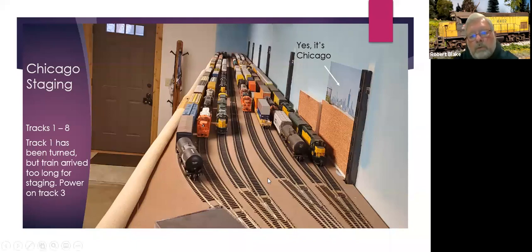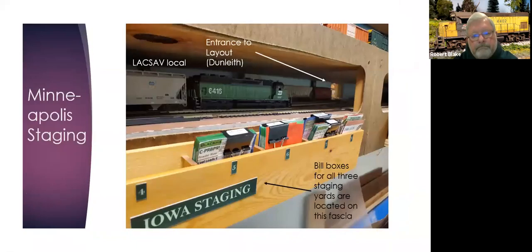So Chicago and Iowa staging are the primary staging yards. They're very similar. Both of them are 8 tracks and about 20 feet, as I explained earlier. Minneapolis is kind of interesting. It's a little crowded under there, and in hindsight, I wish I'd left a little bit more space between those two. But this does work.